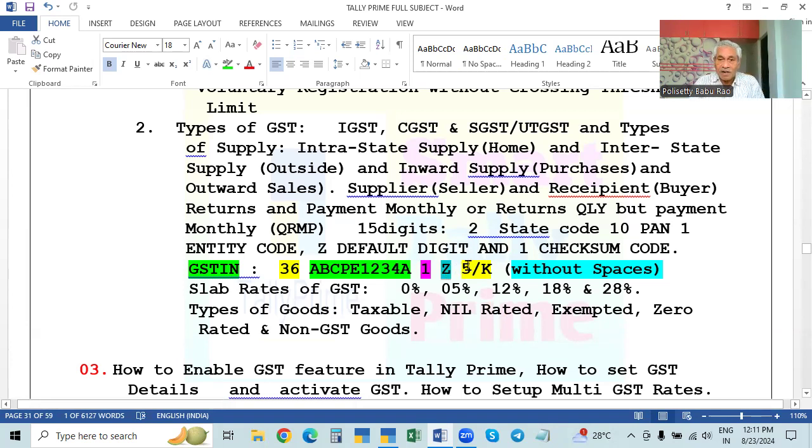Then the last one may be a number, or it may be an alphabet. Any one, only one, number or alphabet. This is called the checksum code, because there are some calculations. Up to Z, there are 14 digits. For each digit, there is some calculation. On the basis of the calculation of all the 14 characters, one code will be obtained. That code is called the checksum code.